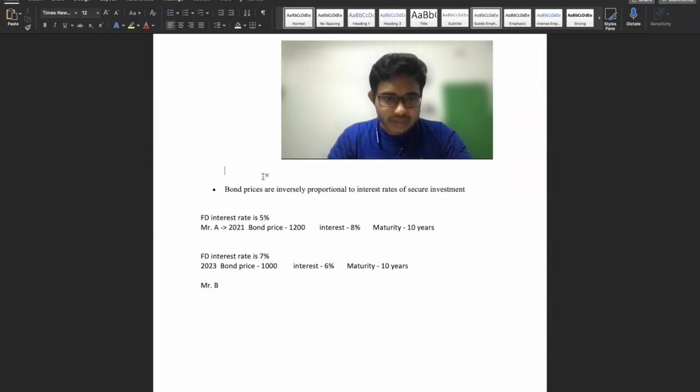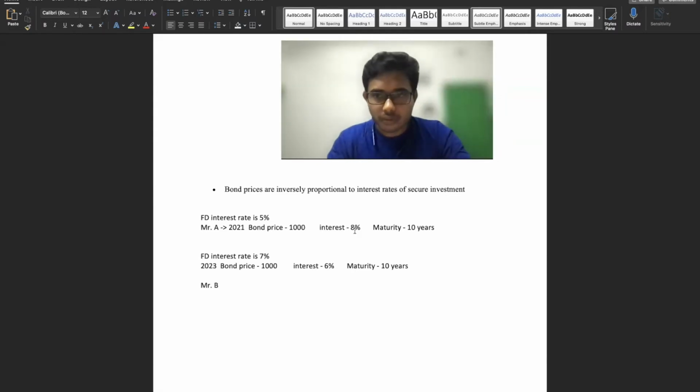So the point is that bond prices are inversely proportional to the interest rate of secure investments. So bond price is inversely proportional to the interest rate of secure investments, like FD. So let's say the current FD rate is 5%. Okay. Now, Mr. A buys a bond at 1,000 rupees, right? And the interest rate of that bond will be around 7 or 8%. Why will the interest rate be more than FD?